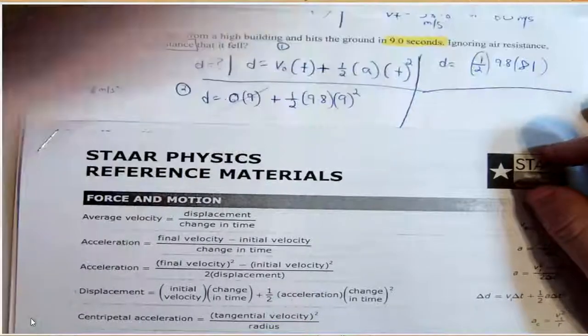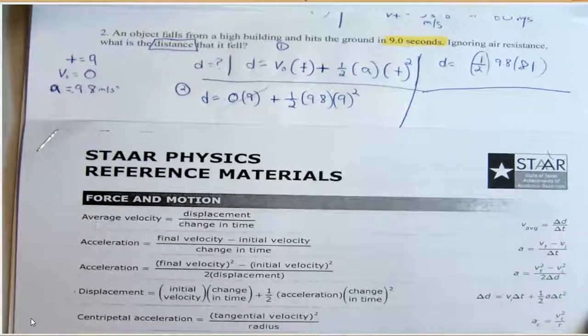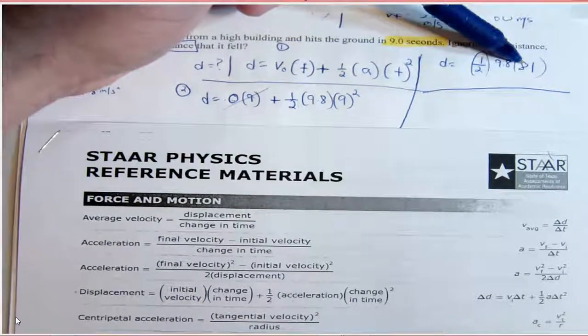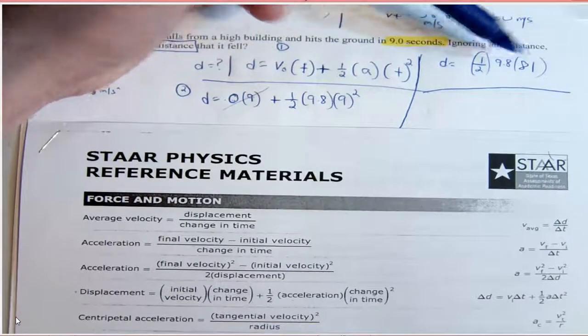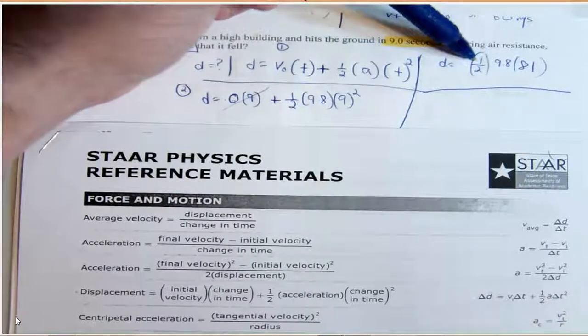Okay? Now, we're going to do 1/2 times 9.8 times 9 squared. So I'll give you guys a second to do that. So you should have done 81, because 9 squared is 81, times 9.8, which is the acceleration, times half, and you should have gotten 369.9.